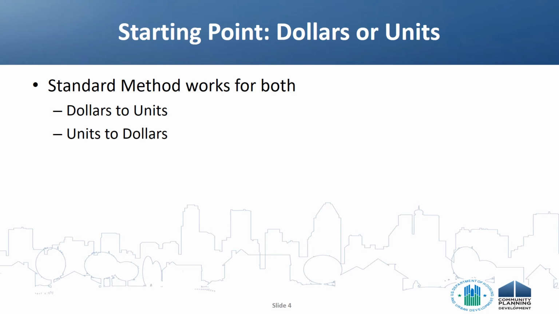As we've discussed before, cost allocation can follow two different paths. We can work from dollars to units, determining how many home units are needed based on a given level of investment. That's the most common way to do things. But sometimes we go the other way and need to calculate the cost of a given set of units to see how much home could potentially be awarded, subject to later underwriting. We talk about this as the units to dollars path. The standard method can be used for either of these scenarios.